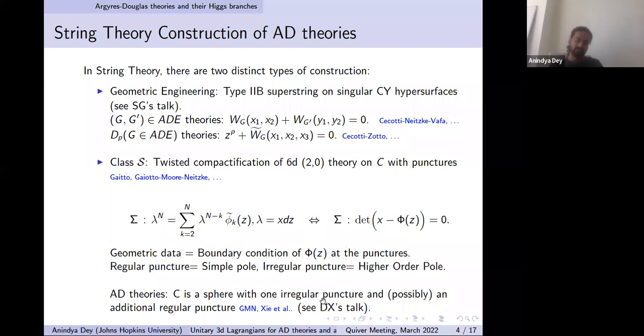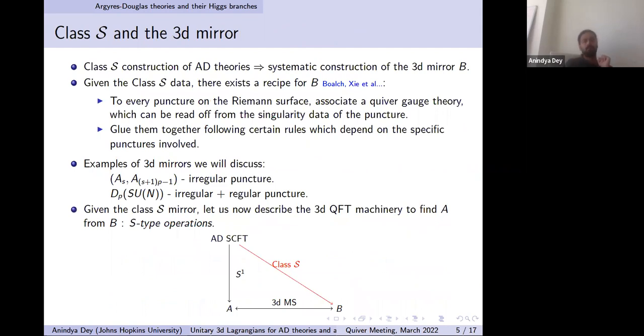So Dan Xie also gave a talk here at the Quiver Meeting, I think sometime last year. He discussed this in a lot of detail, so I would refer you to that one in case you're interested in learning more about this. But what will be important for our purpose is the following: the class S construction for Argyres-Douglas theories gives you a systematic way to construct these 3D mirrors B in this picture. There is a clear recipe for constructing these theories B given the class S data.